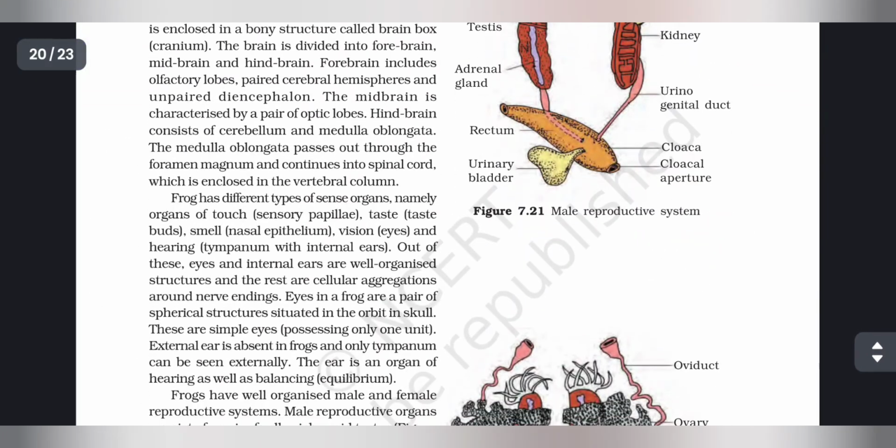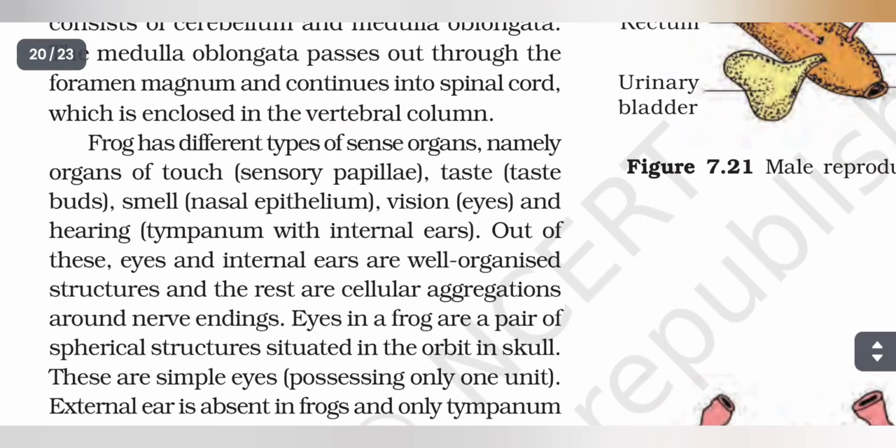So, frog has different types of sense organs, namely organs of touch, sensory papillae, taste, taste buds, smell, nasal epithelium, vision, eyes, and hearing, tympanum with internal ears. Out of these, eyes and internal ears are well organized structures and the rest are cellular aggregations around nerve endings.